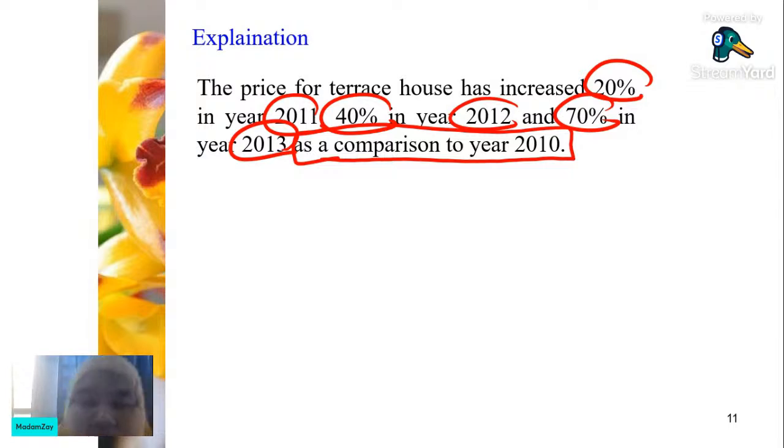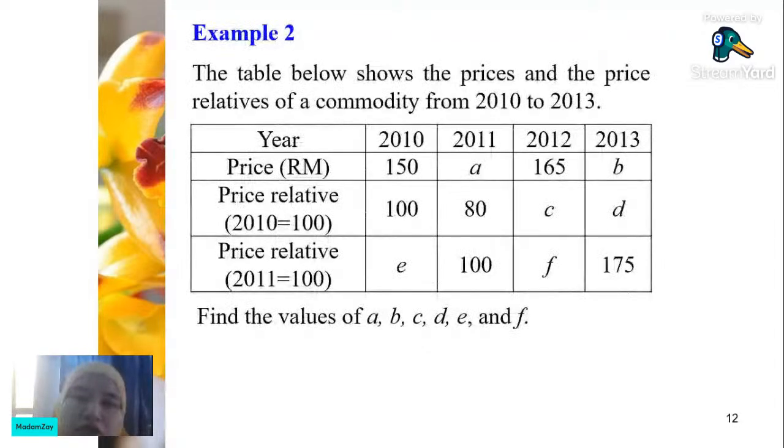Okay, this is for the simple relative index. Okay, for now, the table below shows the price and the price relative of a commodity from 2010 to 2013.